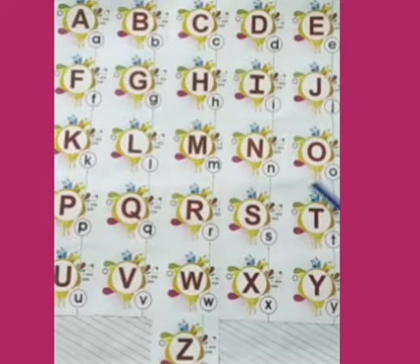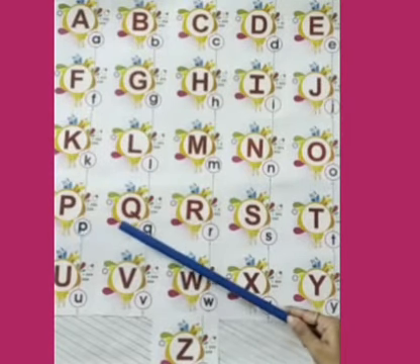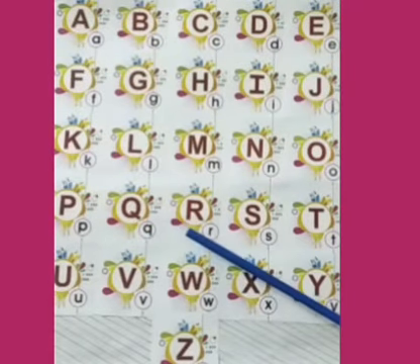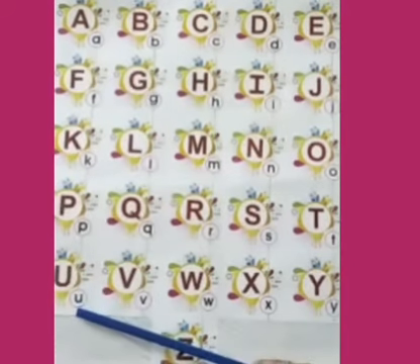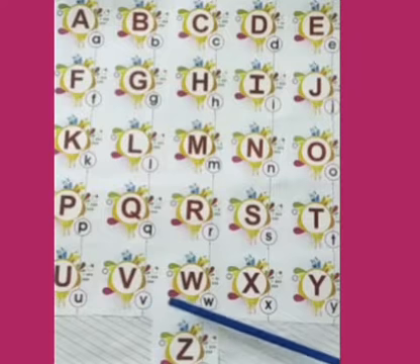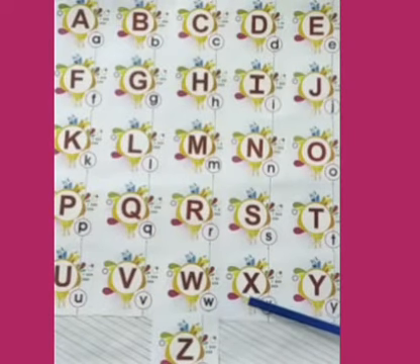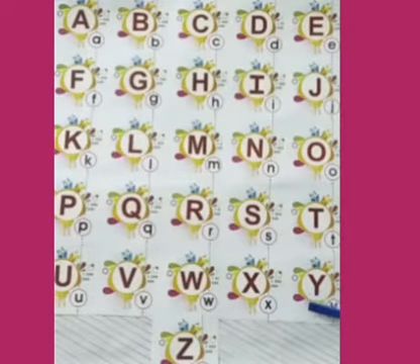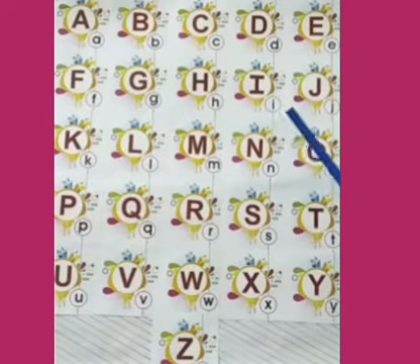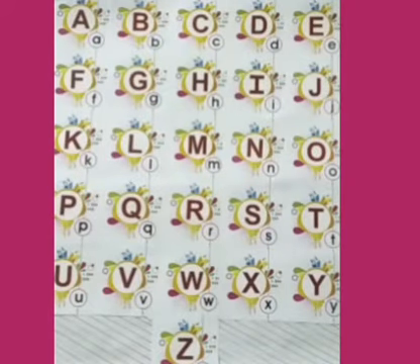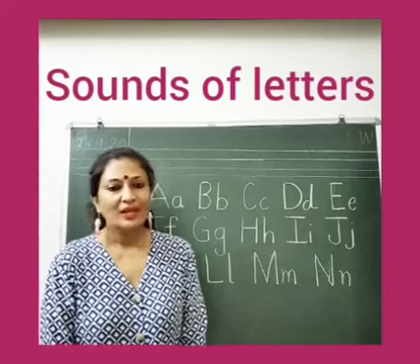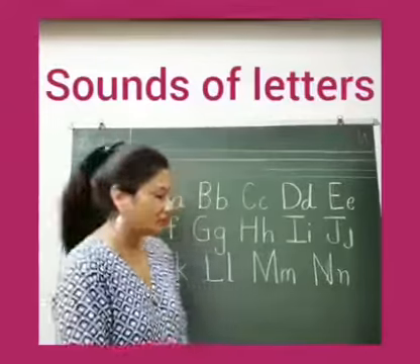Capital O, small o. Capital P, small p. Capital Q, small q. Capital R, small r. Capital S, small s. Capital T, small t. Capital U, small u. Capital V, small v. Capital W, small w. Capital X, small x. Capital Y, small y. Capital Z, small z. This way, every day at home, you will read capital and small letters together. Okay, children? Now, let us revise the sounds of letters.